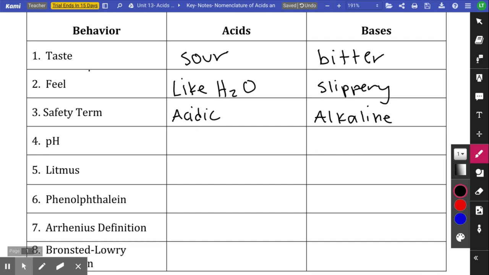Then we have pH. So pH is power of hydrogen, is what it stands for. It's basically how we measure the strength of acids and bases. So for acids, our pH is always going to be less than 7. And the lower the pH is, typically the stronger the acid. All right, and then for bases, our pH is greater than 7. And again, for bases, the higher the pH, the stronger the base is. And then right at 7 would be neutral.